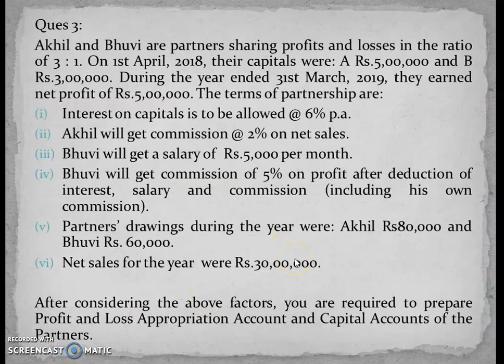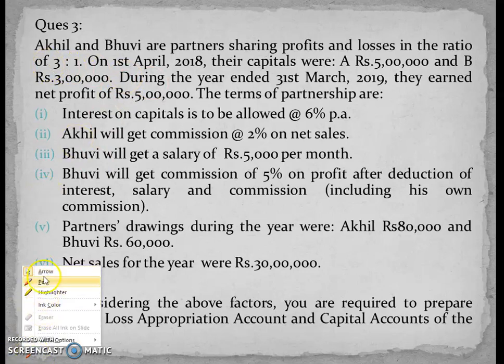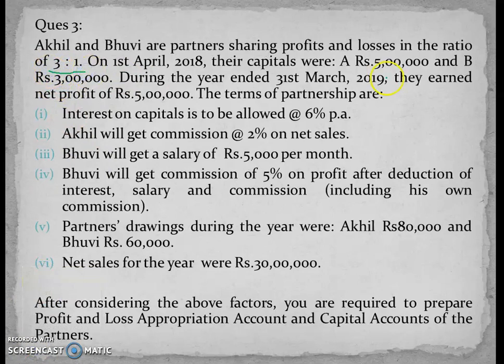Moving forward to our next question. This is a full-fledged question and it is very important for you to understand this question. So the question says, Akhil and Ruby are partners sharing profits and losses in the ratio of 3:1. On 1st of April, their opening capitals are 5 lakh and 3 lakh. During the year ended, they earned a net profit of rupees 5 lakh.